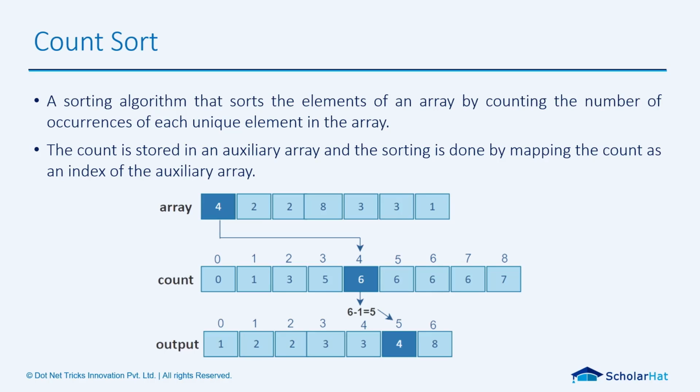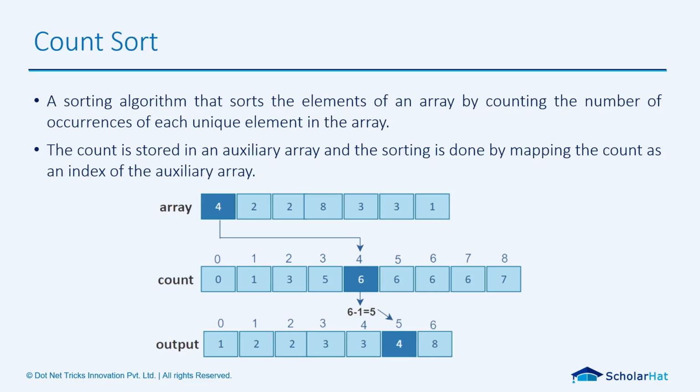Then we create an output array of the same size as the input array to store the sorted elements. We iterate through the input array in reverse order and place each element in the correct position in the output array based on the count array. Then we decrement the count of the element after placing it in the output array, and we copy the sorted elements to the output array.